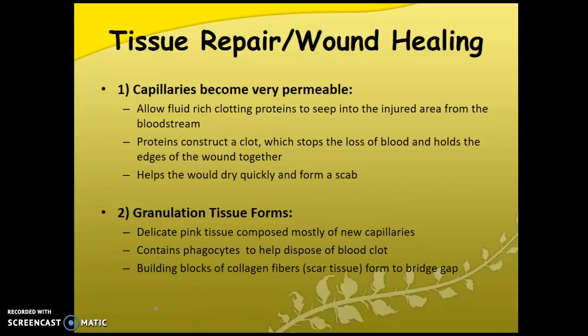Then you have granulation tissue forming. This is delicate pink tissue composed of new capillaries and lots of white blood cells, along with collagen fibers if you do form scar tissue. This is if you've ever peeled off a scab maybe a little bit too early and the tissue underneath it is really pink and kind of liquidy.